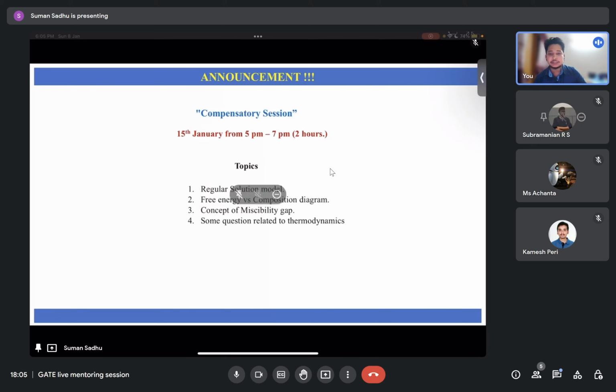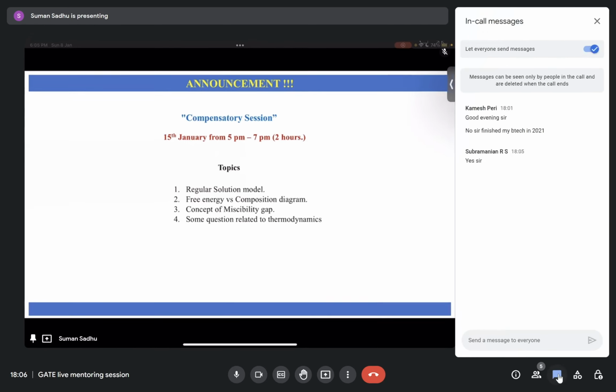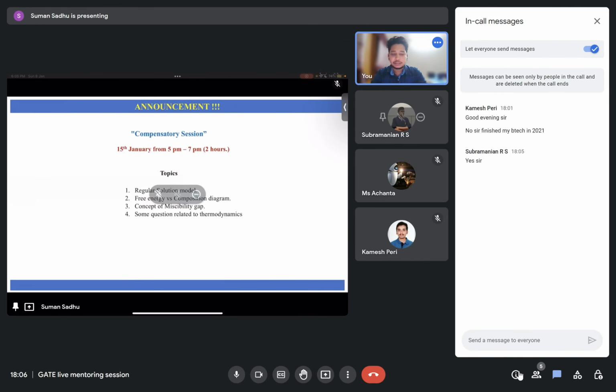So that's why I am thinking to cover few topics like regular solution model, free energy versus composition diagram, and the concept of the miscibility gap. I will also solve some questions related to those previously mentioned topics, and some questions related to thermodynamics. If you have any suggestions regarding which type of solutions you want, you can give me suggestions, and you can also mail me if you are facing any problem in any topics or any type of question. I am also giving my mail ID in the chat box.